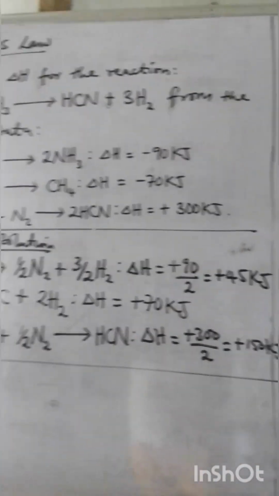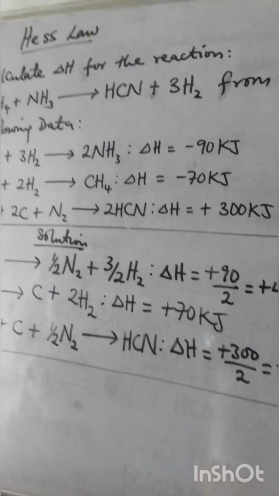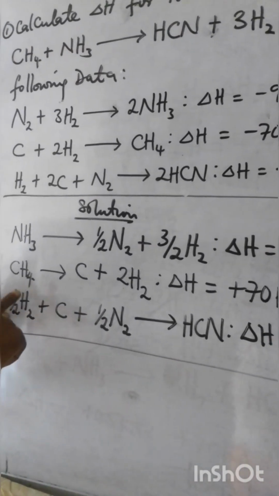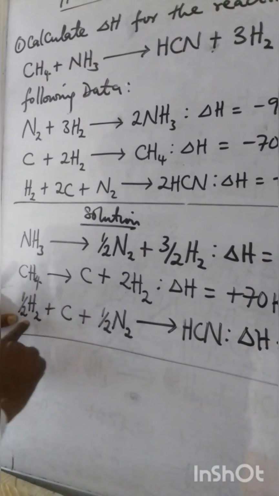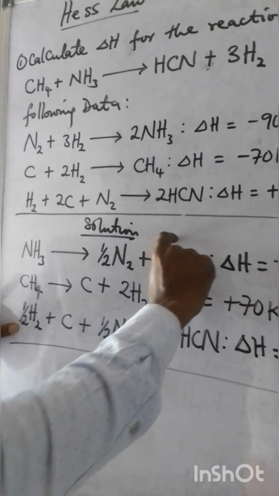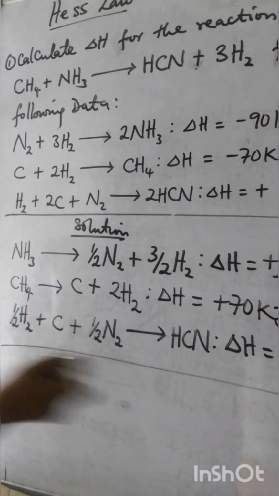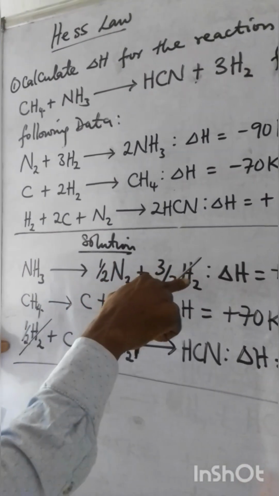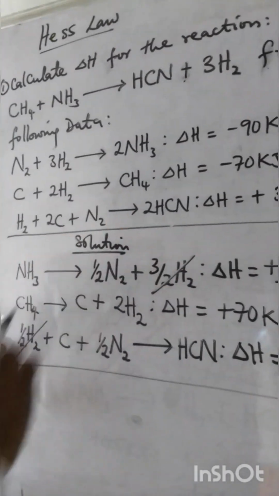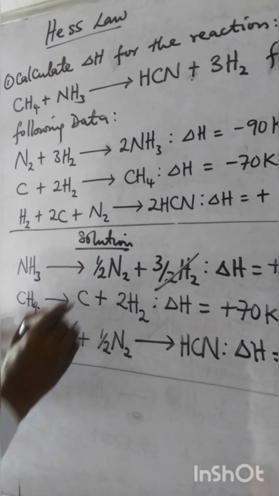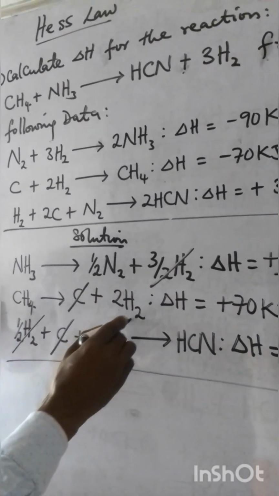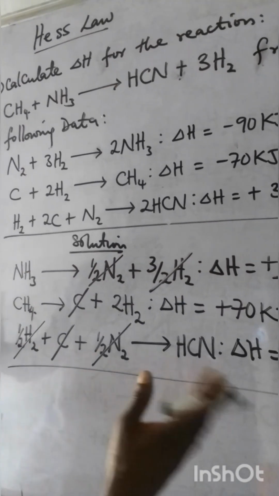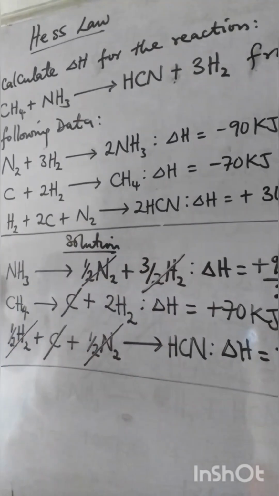At the end of the day, we are going to cancel out duplicate molecules or similar molecules. Check this. You see that we have half hydrogen here. We are going to remove half hydrogen from either here or here. This is 1 1/2. We can cancel half here and can remove half here. Remember, 3/2 minus half is going to remain 1. Also, we have 1 carbon here that can cancel 1 carbon here. We have half nitrogen that can cancel half nitrogen. At the end of the day, we have nothing to cancel again, so we repeat what is remaining.